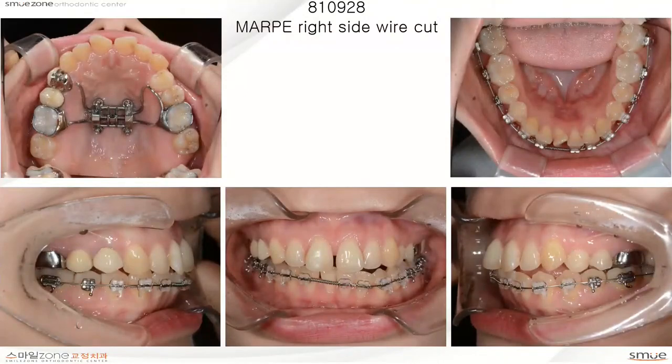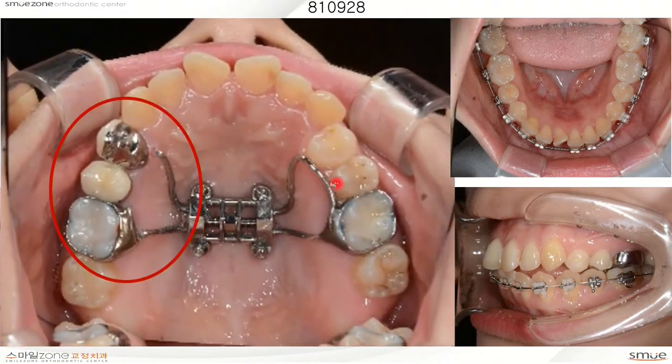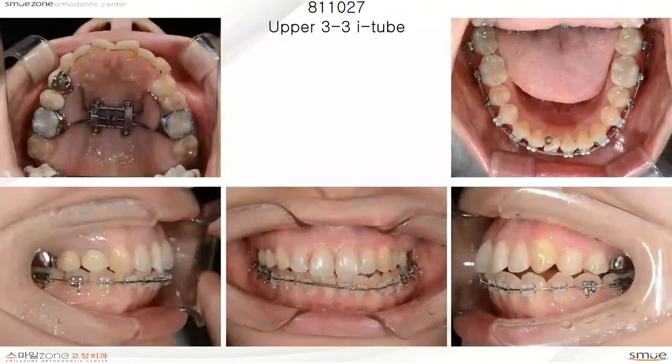Wait several months, and then we cut this side of the wires, because right side expansion, no way. So while the bone is filling in the separate area, I would like to let the right side of the teeth go back to the original position.